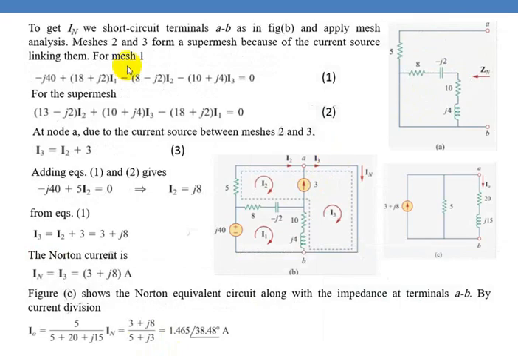To find the Norton current, you take this circuit and create a short circuit across the terminals AB, and find the current in this branch. So now what we'll do is, if you look at this circuit, we will use mesh analysis to find the current in this mesh, that is I3. If you know I3, this will be equal to IN.